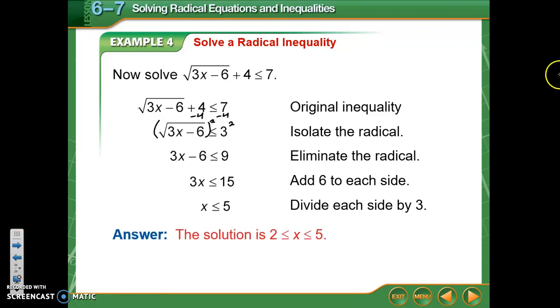So what that means is that x has to be less than or equal to 5, and we also saw that x has to be greater than or equal to 2. So the result of this is a compound inequality where x has to be between 2 and 5, including 2 and 5.